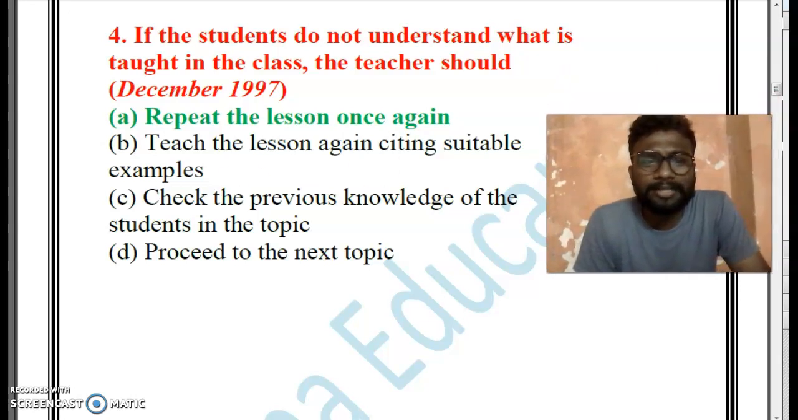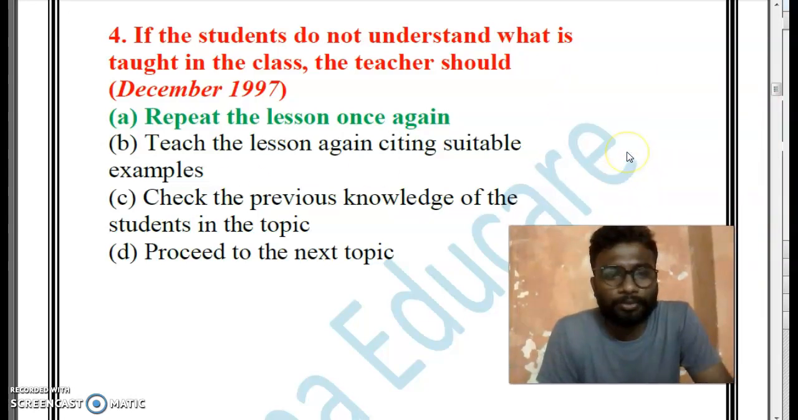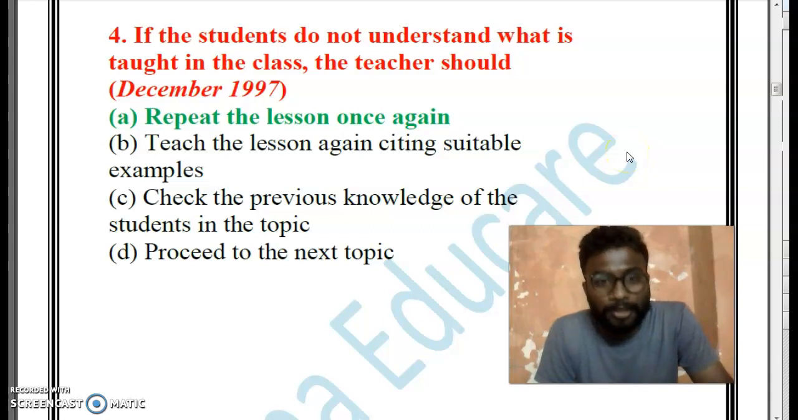If the students do not understand what is taught in the class, what should the teacher do? The teacher should repeat the lesson once again at any cost, so that they can understand, right? The options were checking the previous knowledge of the student in the topic, proceeding to the next topic, teaching the lesson again, and suitable examples. But he or she should repeat the lesson once again, right?